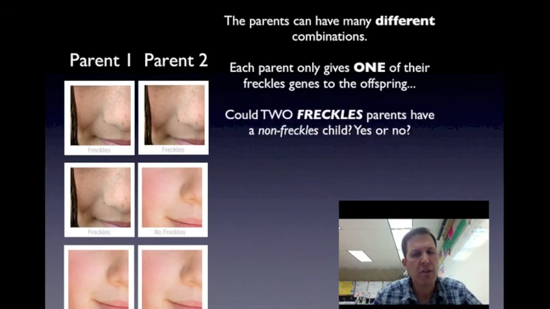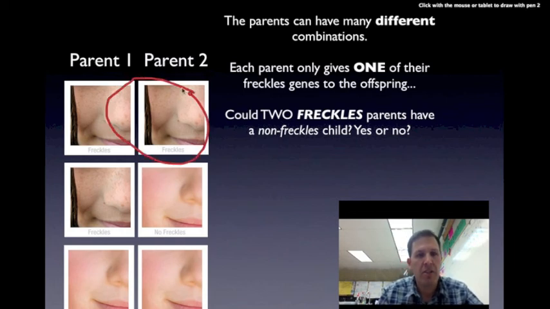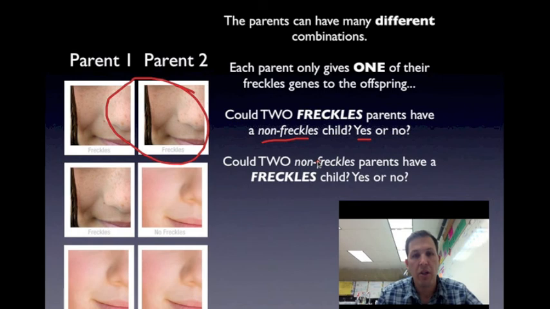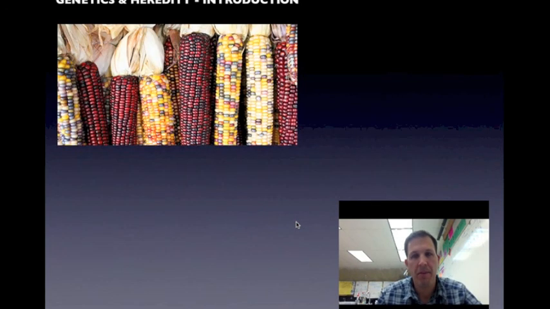So could two freckles parents have a non-freckles child? Could these parents produce a child that has no freckles? What do you think? Why don't you write that down, yes or no? Could two non-freckles parents have a freckles offspring? Yes or no? What do you think? Something to think about.